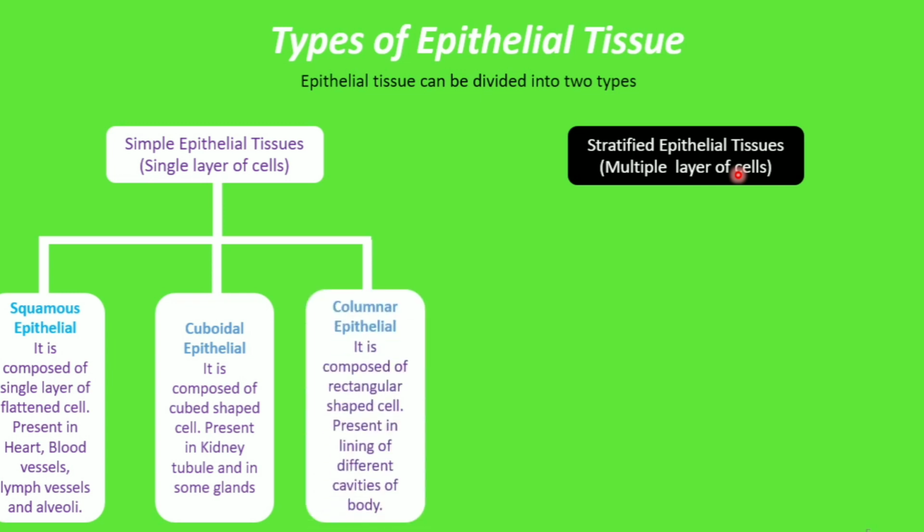Number 3, columnar epithelial tissue. Columnar epithelial tissue is composed of rectangular shaped cells, and these tissues are present in the lining of different cavities of the body.